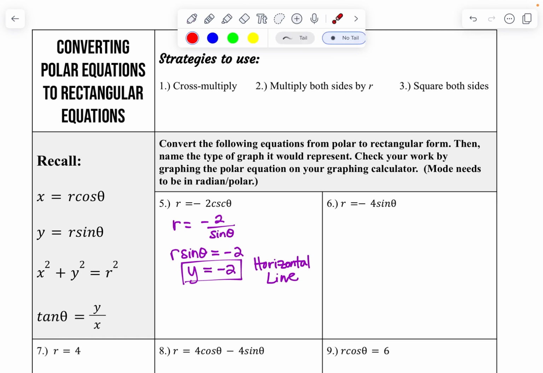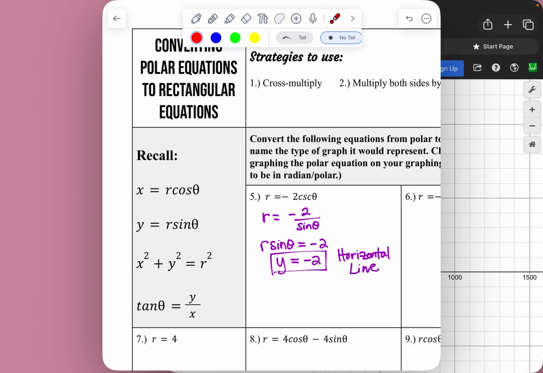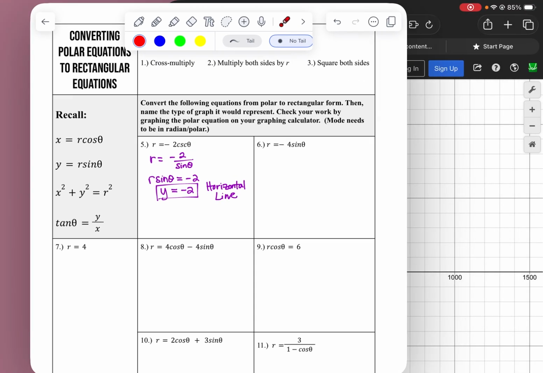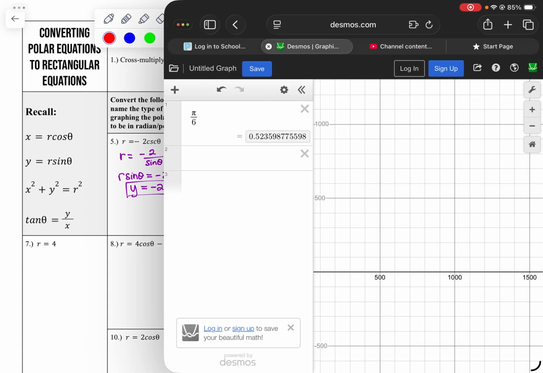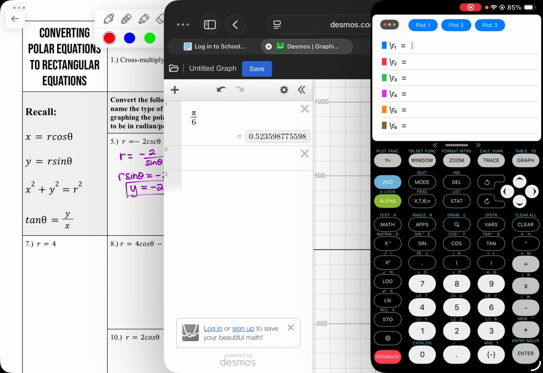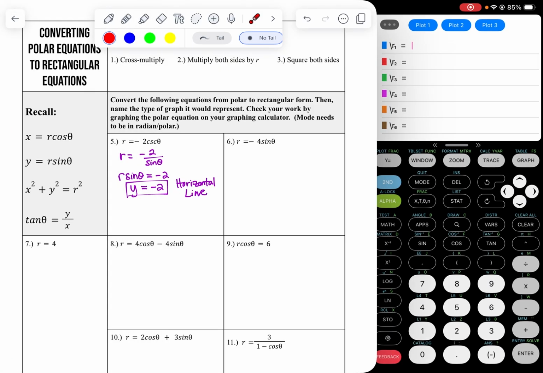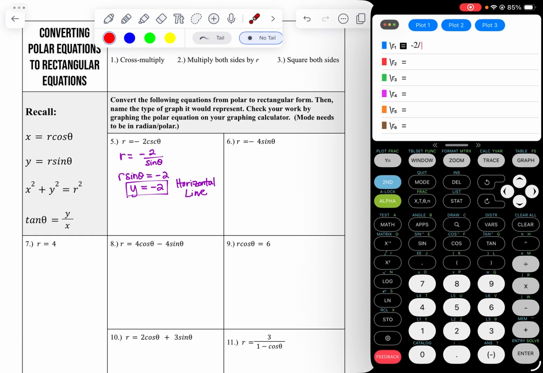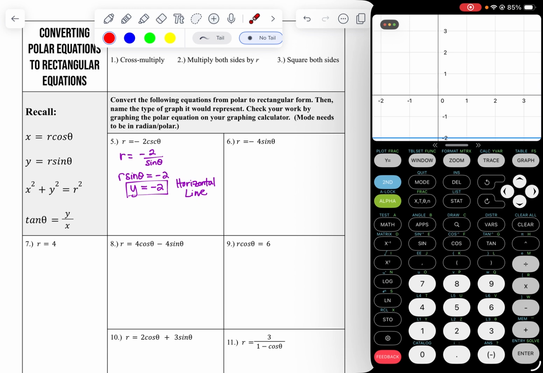So for each of these examples, we're going to convert from polar to rectangular. We're going to name the type of graph. So this is a horizontal line, it's linear. We're going to check by graphing the polar equation on your graphing calculator. So let me graph this original equation and verify that it is in fact a horizontal line. Let's go back here. Okay, so the original equation was negative 2 divided by the sine of theta. And so there's our horizontal line down at y equals negative 2.